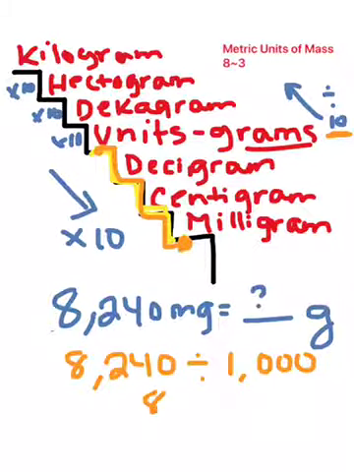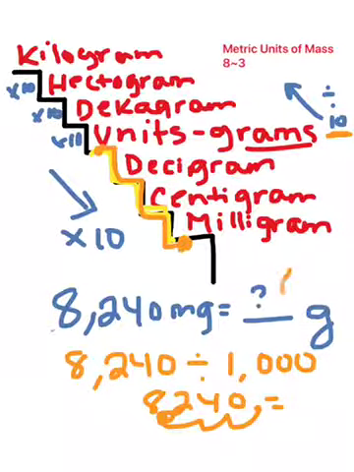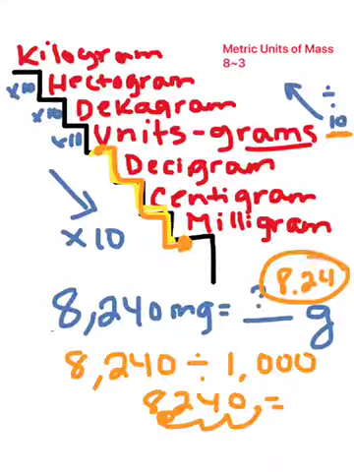And so I know I'm going to move that decimal over 3 times. 1, 2, 3. And that is my new answer. 8.24 grams is my answer. There are 8.24 grams in 8,240 milligrams. All right, let's try one more.